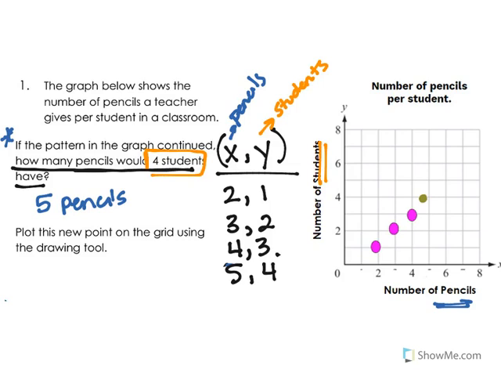I'm going to make sure that I'm at 4 on the y-axis. That kind of got a little messed up there. Let me fix that. Okay. I can see that I am. So I have plotted my new ordered pair, 5, 4.